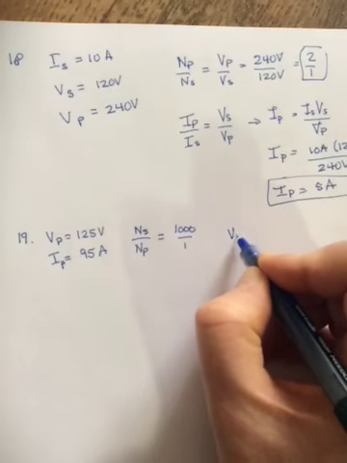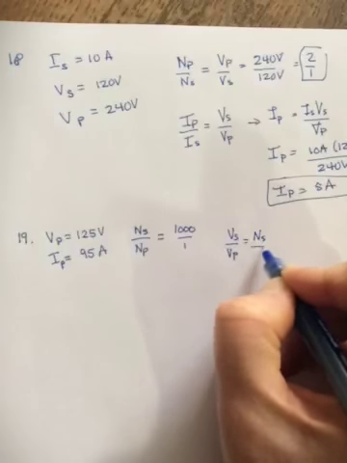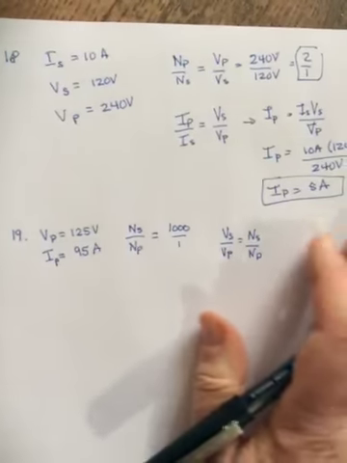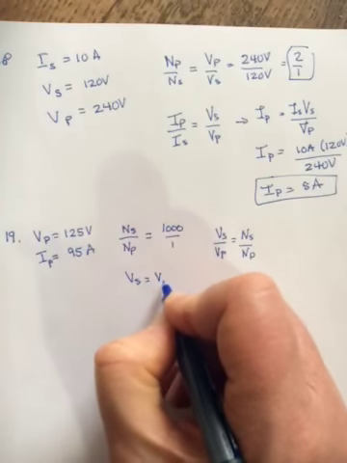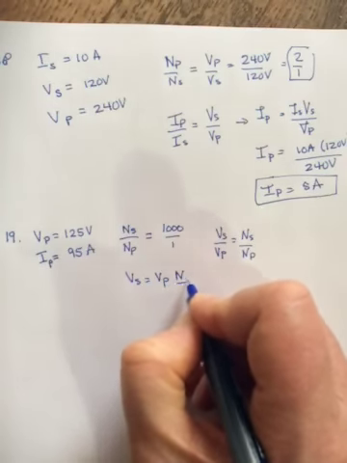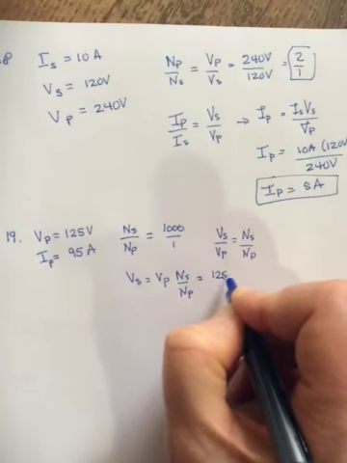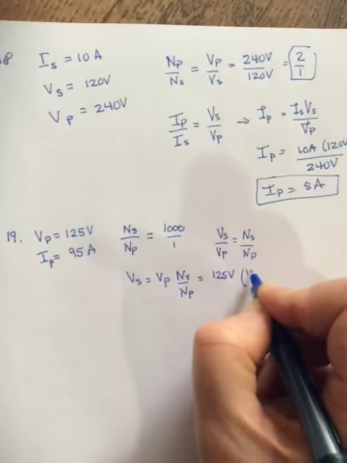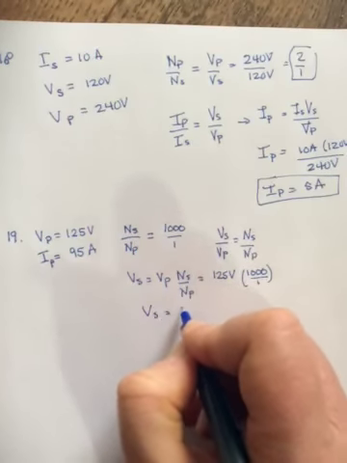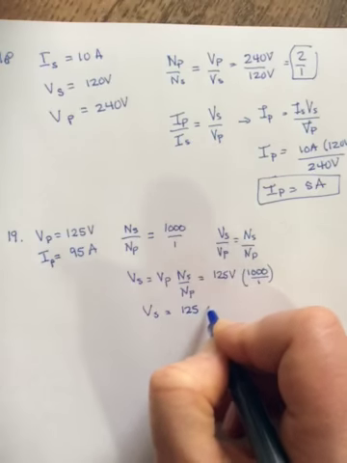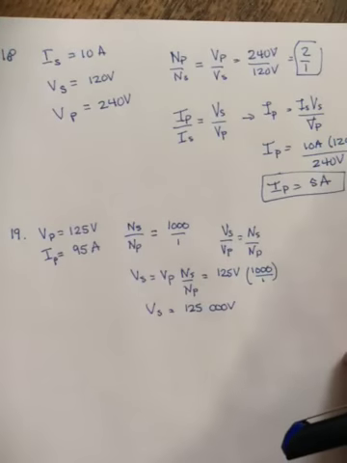Well, we know Vs over Vp is equal to Ns over Np. And so we're looking for Vs. So Vs equals Vp times Ns over Np. Vp is 125 volts, and that's 1,000 over 1. So Vs should be 125,000 volts, which is definitely a step up.